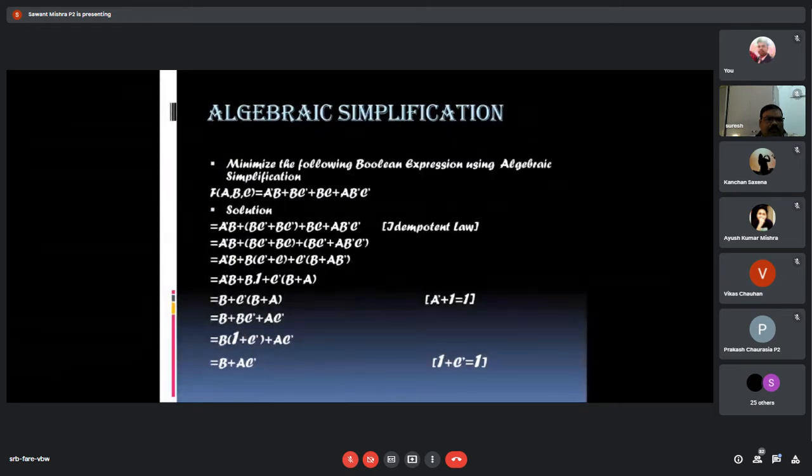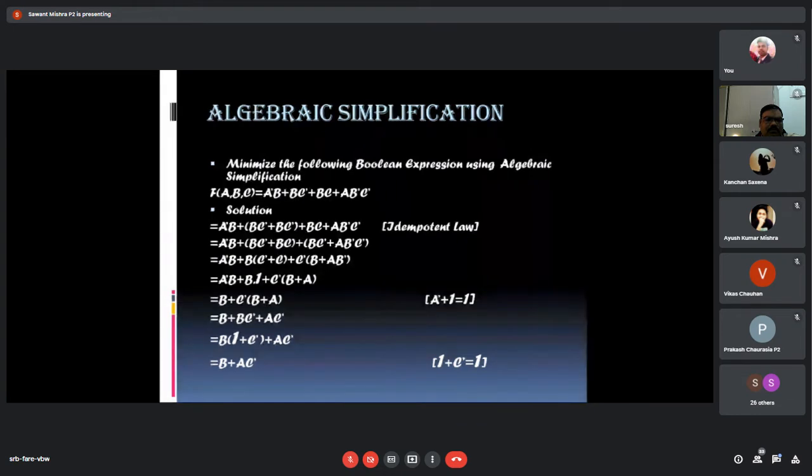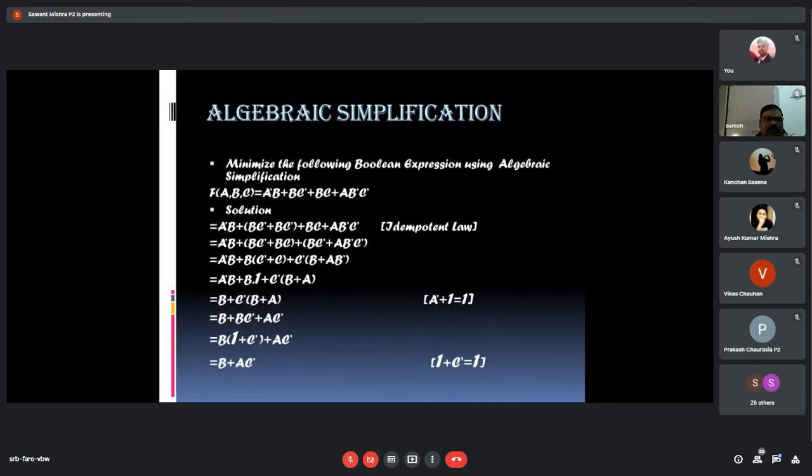Now in the fourth step, a dash b plus b dot 1, because if we add a binary variable with its complement, then we get the value 1, plus c dash into b plus a. Now in the fourth step, b plus c dash into b plus a.